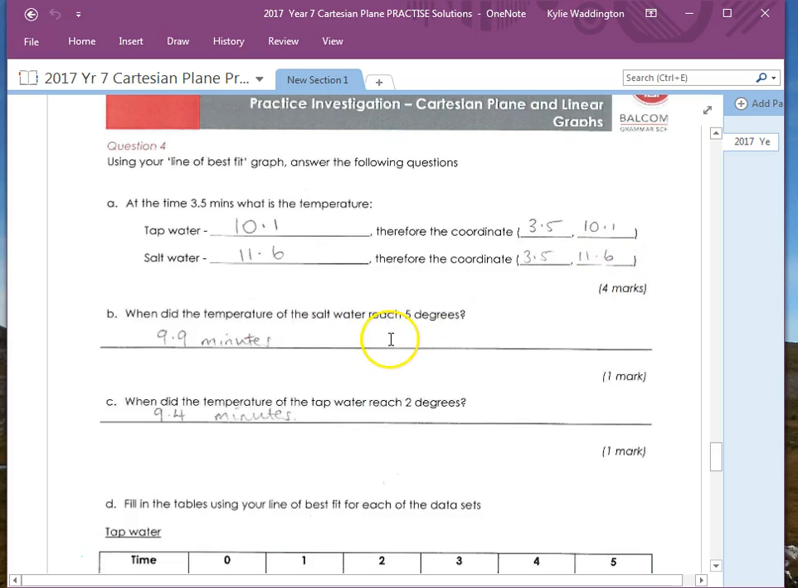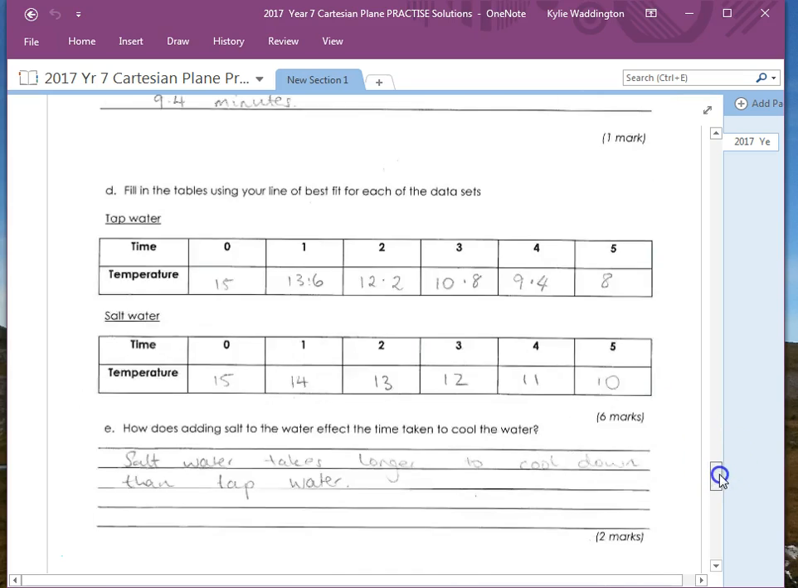Well, it says at what time does the temperature reach 5 degrees. For the salt water, it reaches 5 degrees at 9.9 minutes. And for the tap water, it reaches 2 degrees at 9.4 minutes.